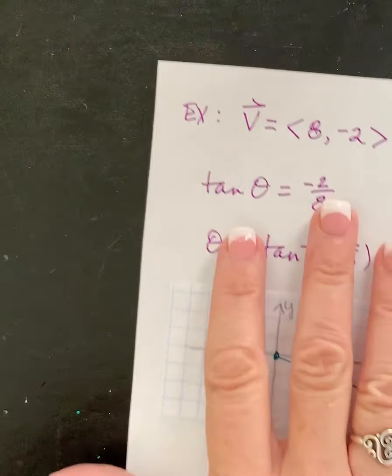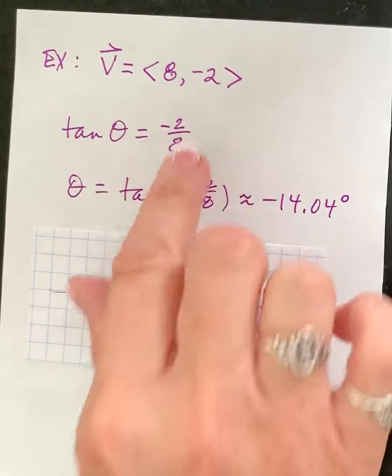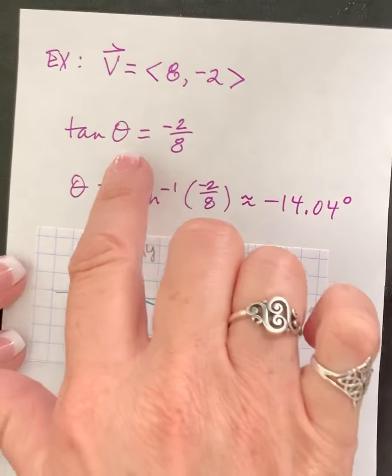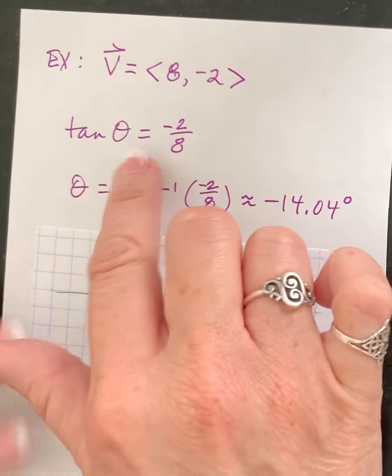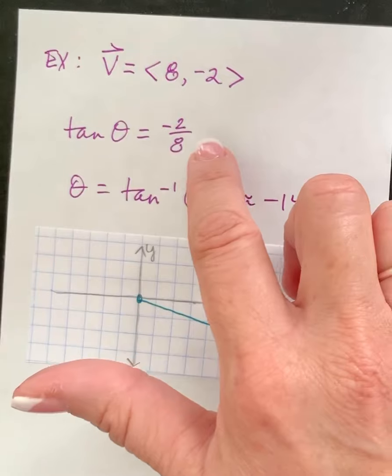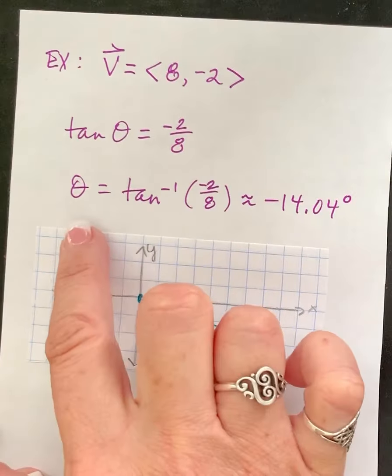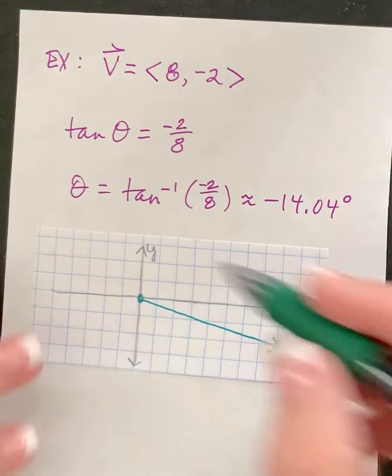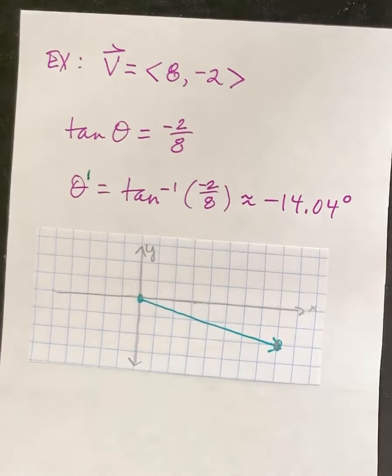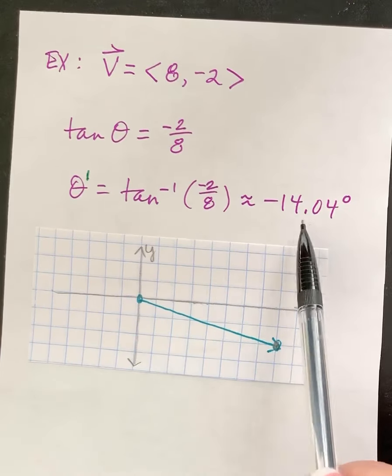If I switch it around so that it's +8 and -2, I'll still be working out basically the same equation. Tangent of theta equals -2/8. And so when I do the inverse tangent on the calculator, I'm still going to get -14.04 degrees. Now I want an answer that's between 0 and 360. We're restricting ourselves to positive answers, so we're not going to be able to use this.